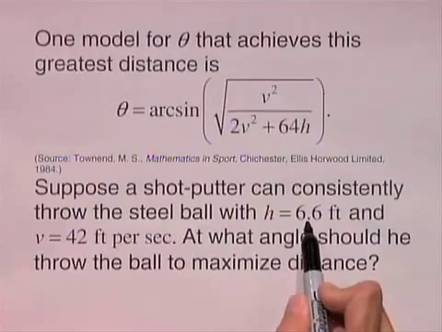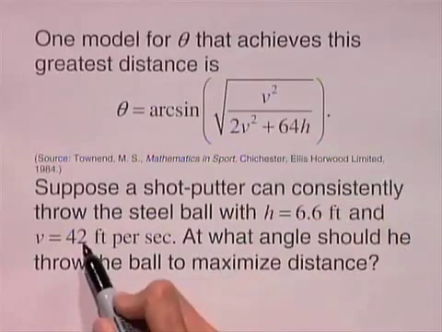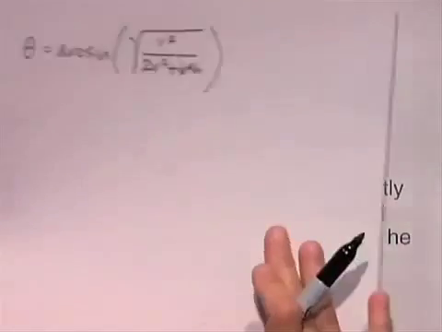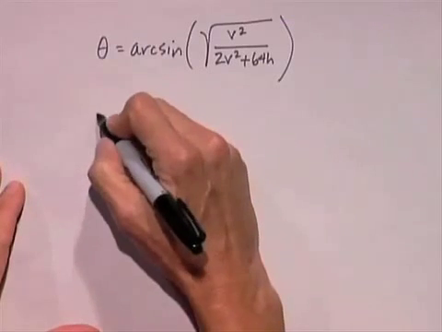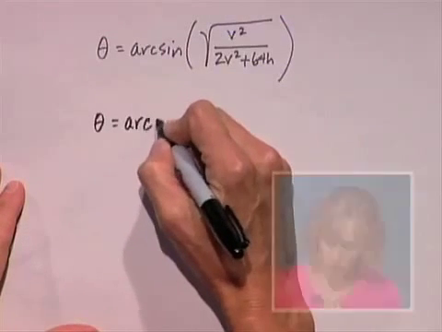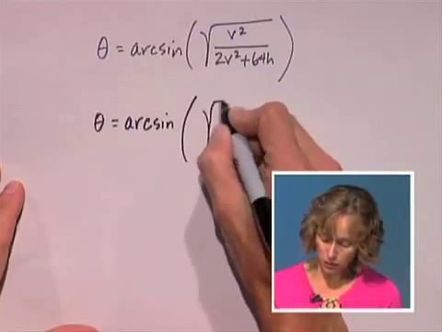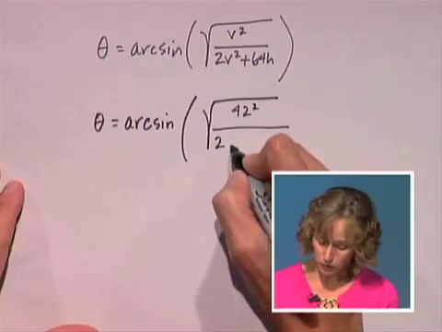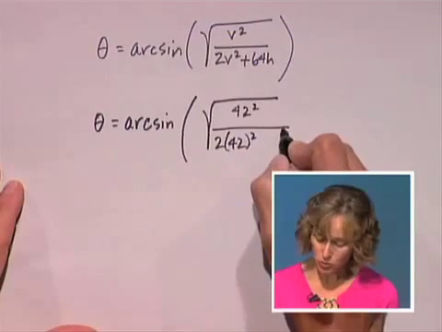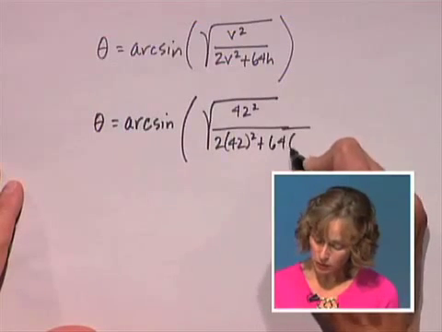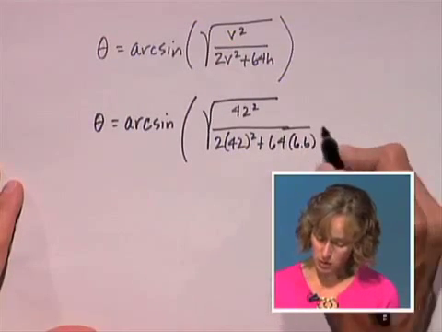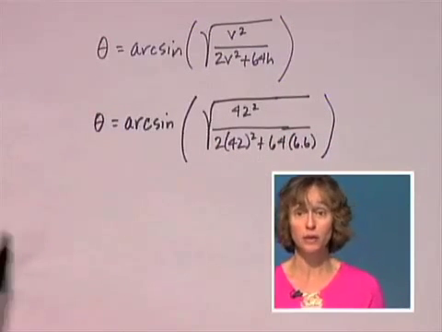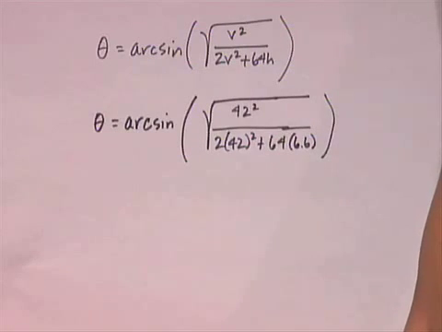Well, what we want to do is put 6.6 for h and 42 for v and find the arc sine of that result. So here's our model. Let's fill in the values we're going to use. We get arc sine of the square root of 42 squared over 2 times 42 squared plus 64 times 6.6. Well, this is definitely a problem where it'd be more convenient to make a calculation with a calculator. So let's go to our calculator.